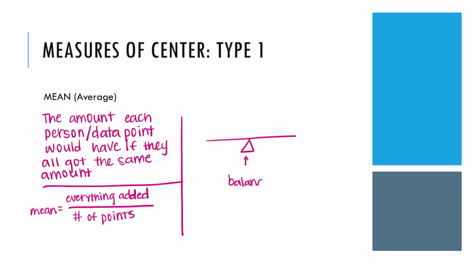The other way you might think about this measure of center is that the mean is like the balancing point. Going back to the way we calculate it, where we add everything together and divide by the number of points, it's basically showing how much is going to be on each side.